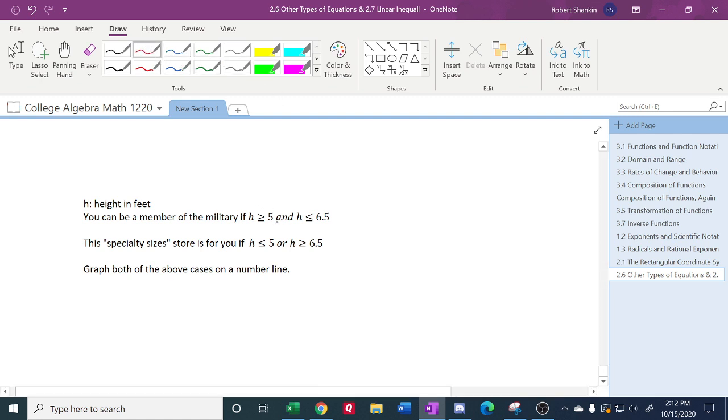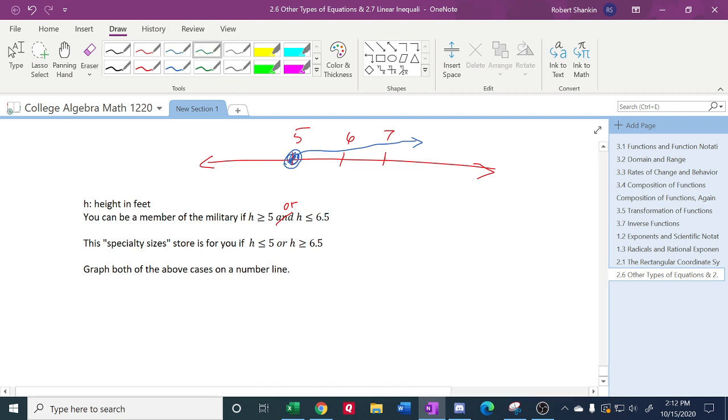Suppose they'd made a mistake and they'd put the word "or" in there. Then now everybody is either larger than 5 foot or smaller than 6'5", because if you look at the graph of it, here's 5, 6, 7, greater than 5 feet, greater than or equal to 5 feet, like even somebody who's 8 foot tall is greater than or equal to 5 feet.